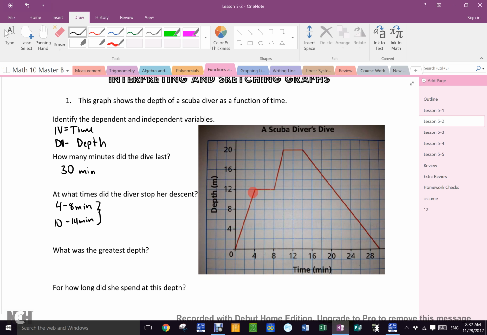Could this graph go like this? No. Why? Because time doesn't go backwards unless you have a 1985 DeLorean powered by plutonium and a flux capacitor, which none of you do.